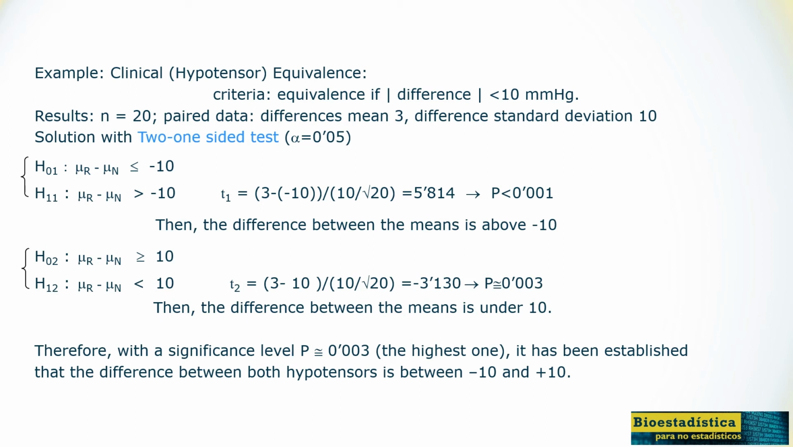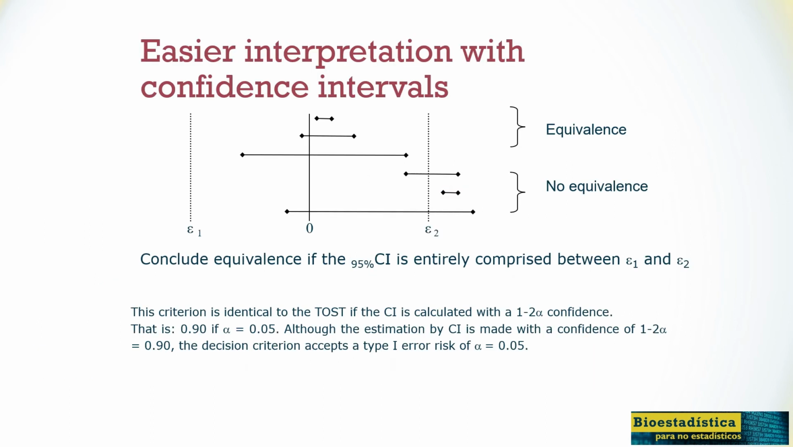Second, if we have the results of a paired study in which both drugs have been applied to 20 patients, it has provided the results of an outcome difference with a mean of 3 and a standard deviation of 10. Third, both tests reject the null hypothesis, with p-values of 1 and 3 per thousand. Thus, this study has shown equivalence. And what do we do now, after the p-value crisis? Well, the same as before.